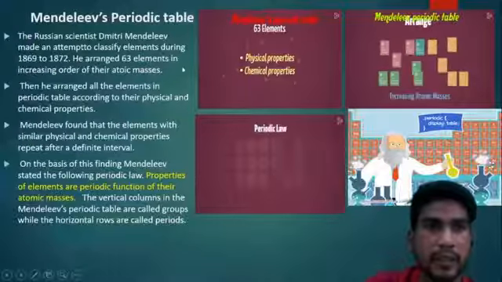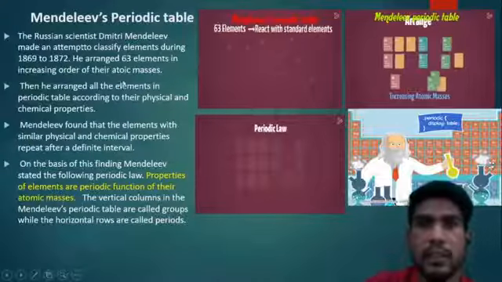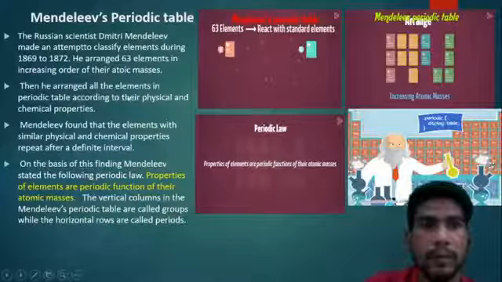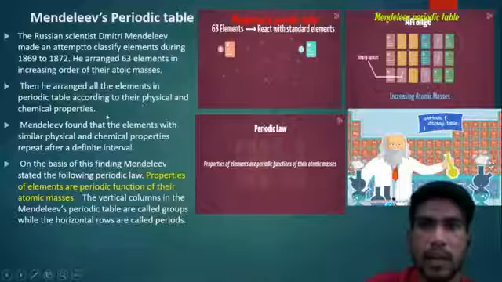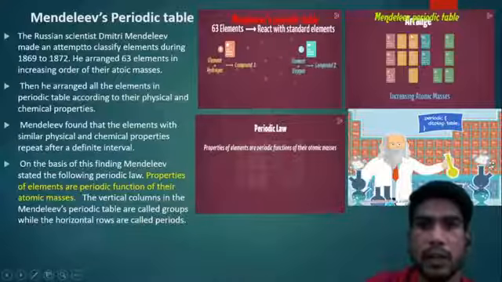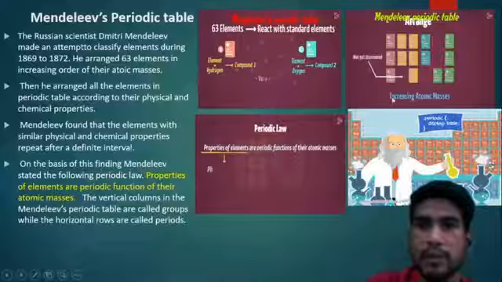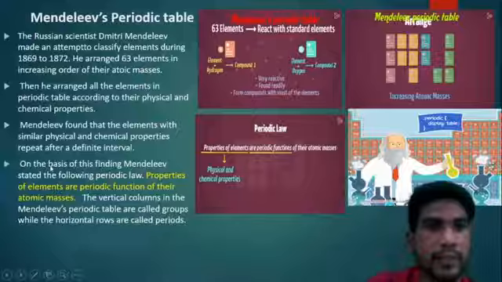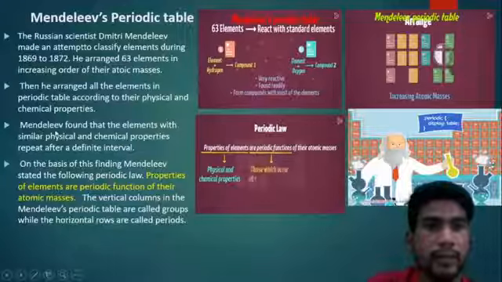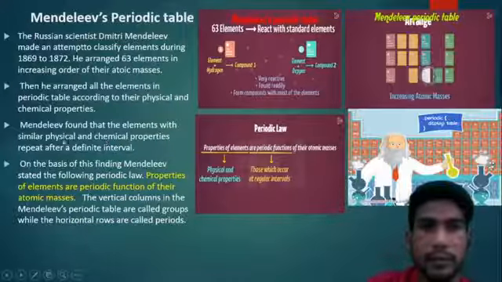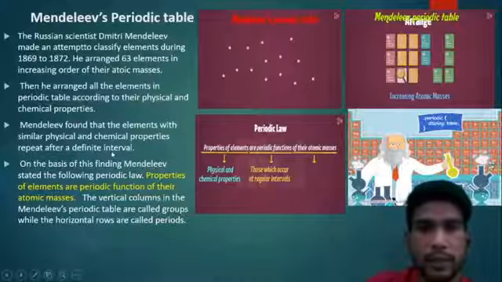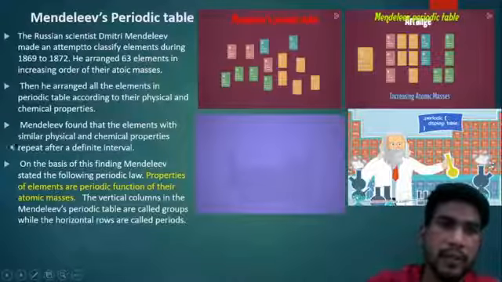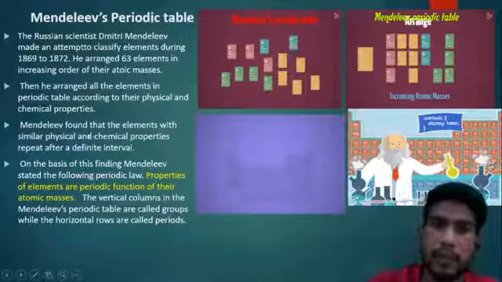He arranged the 63 elements in increasing order of their atomic masses. Then he arranged all the elements in the periodic table according to their physical and chemical properties, in series of increasing atomic masses. On this basis, Mendeleev found that elements with similar chemical and physical properties repeat after a definite interval. The elements with similar properties repeated after a definite interval in Mendeleev's periodic table.